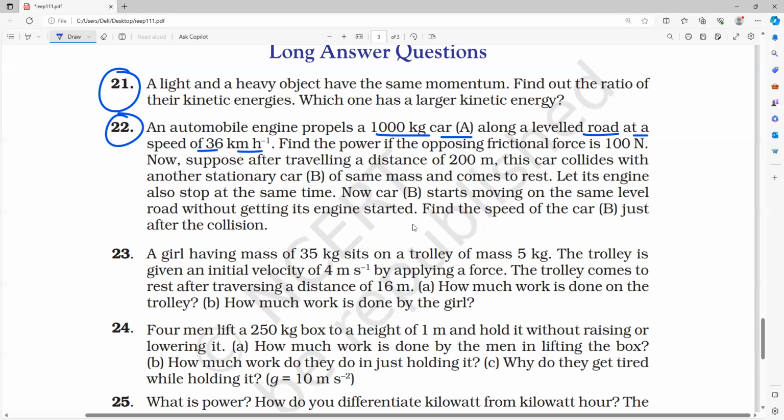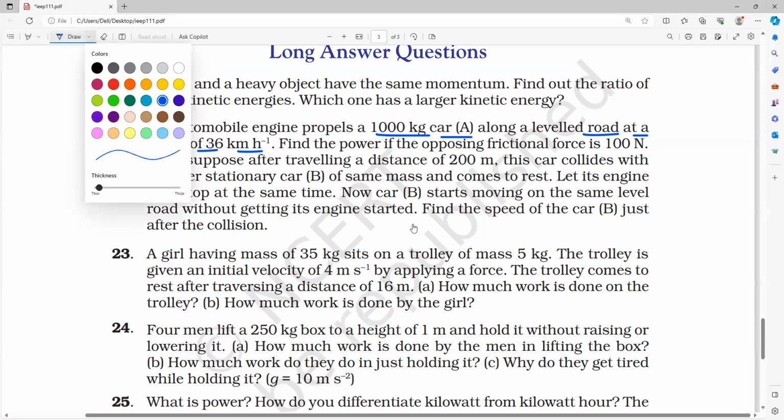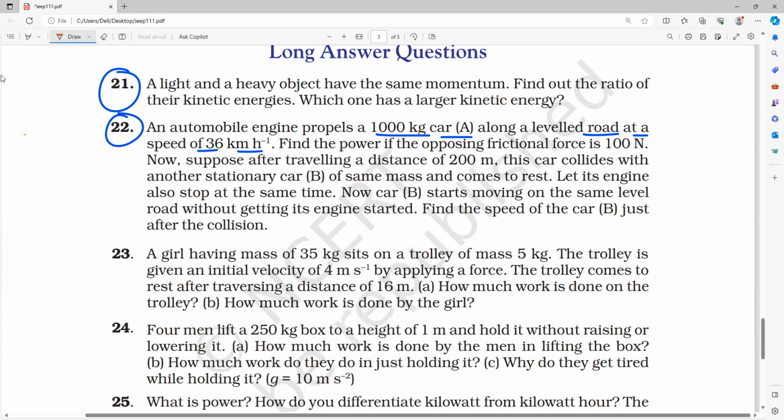So first, speed we have to convert into what, guys? Meter per second. So 36 kilometer. Let me take this as car A. So what is the mass of car A, everybody? 1000 kg. Very good. Let me take it as M1.